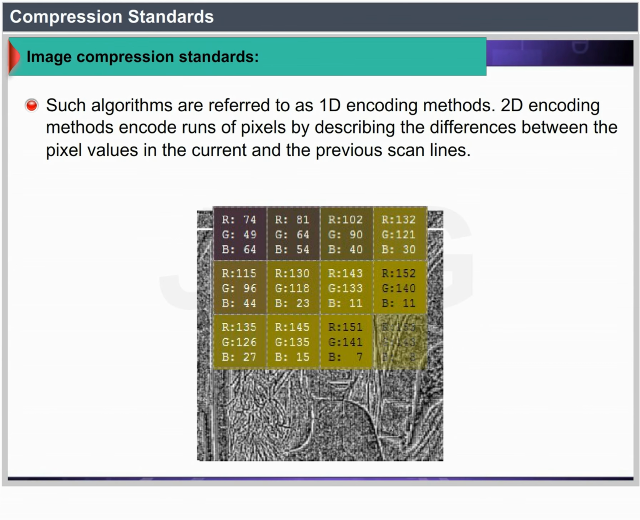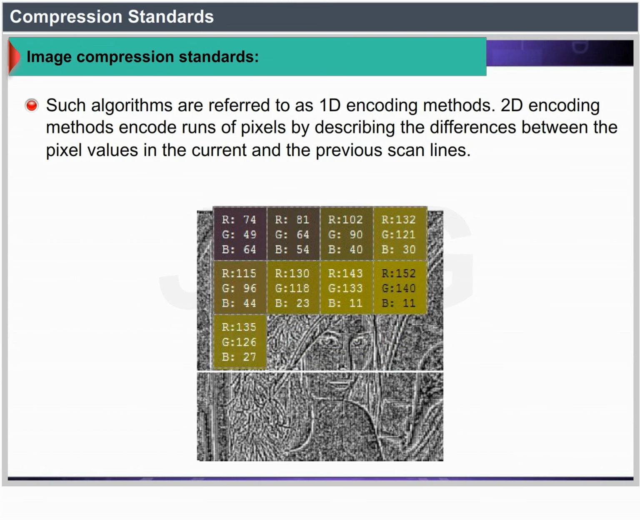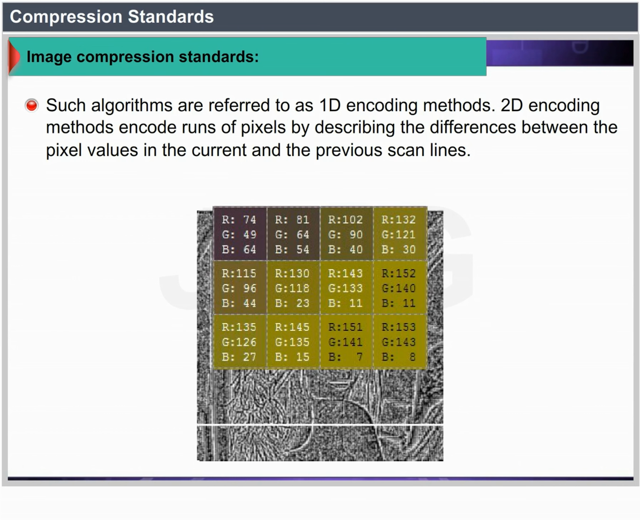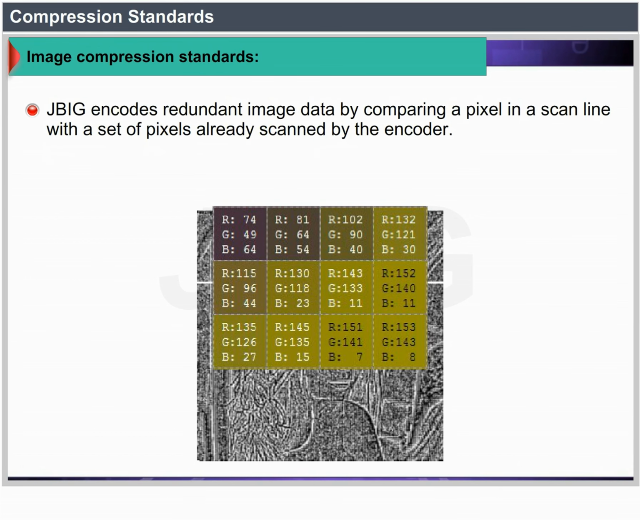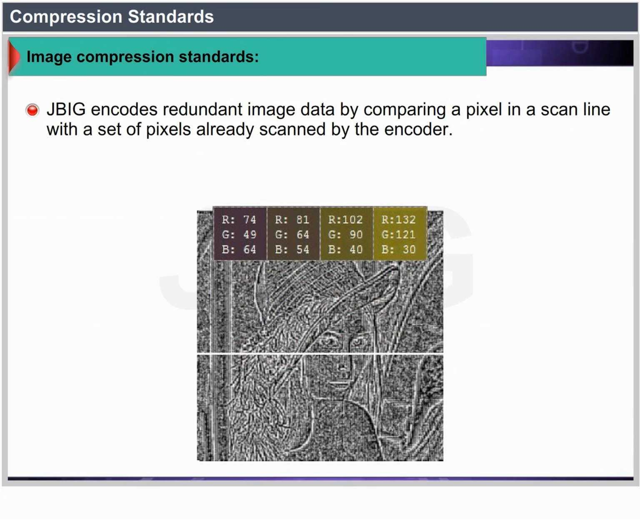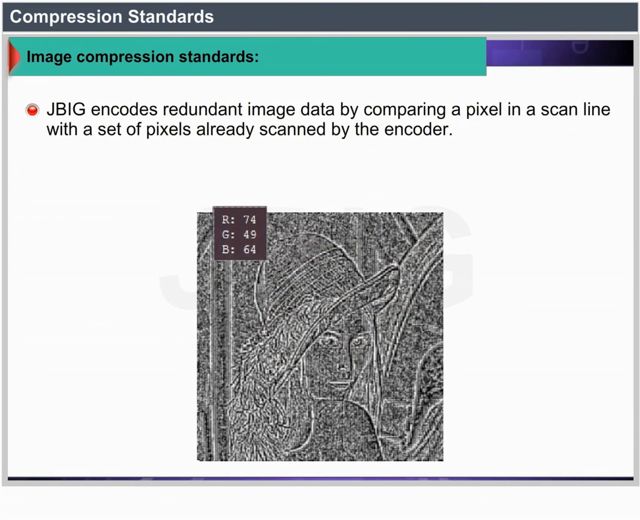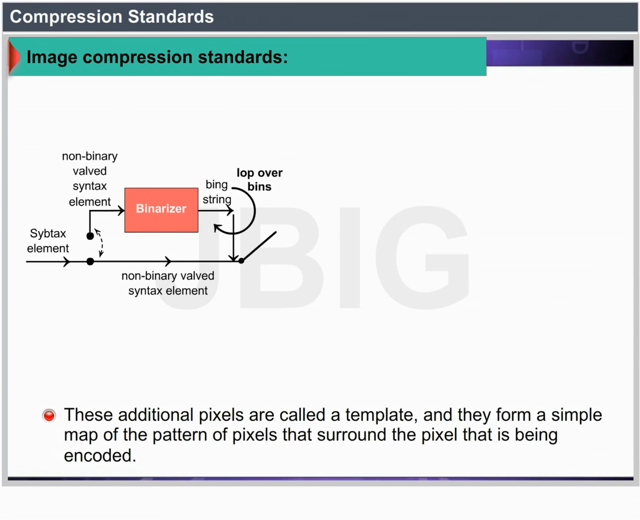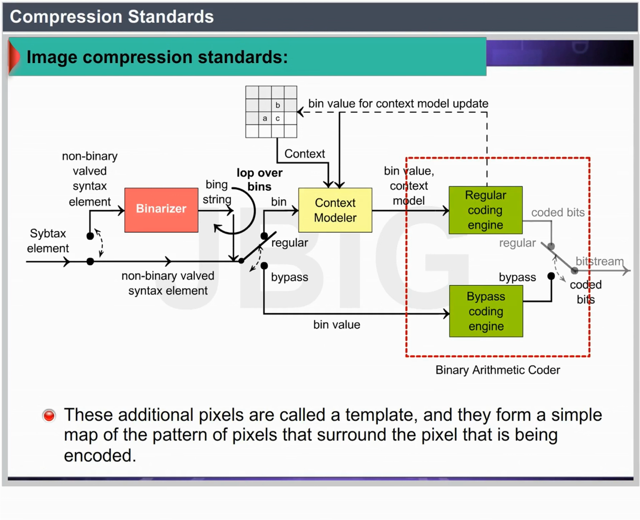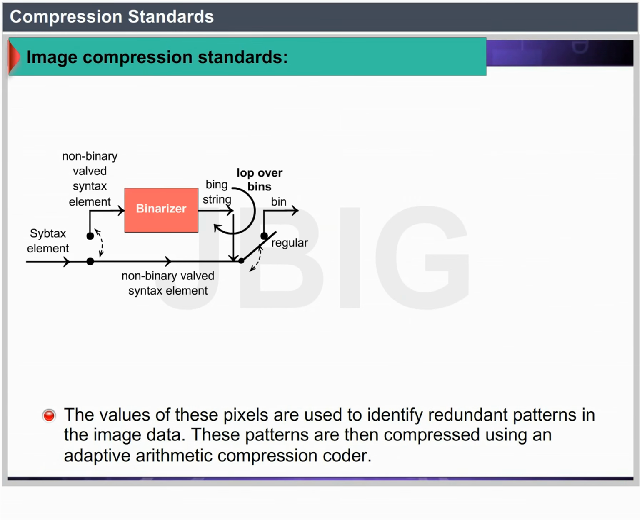2D encoding methods encode runs of pixels by describing the differences between the pixel values in the current and the previous scan lines. JBIG encodes redundant image data by comparing a pixel in a scan line with a set of pixels already scanned by the encoder. These additional pixels are called a template, and they form a single map of the pattern of pixels that surround the pixel that is being encoded. The values of these pixels are used to identify redundant patterns in the image data.